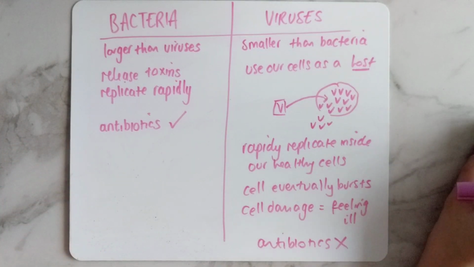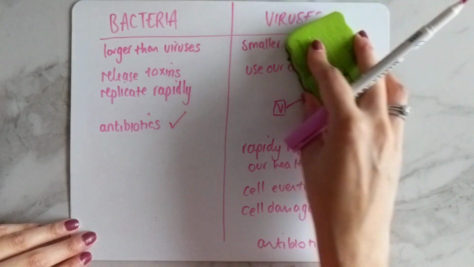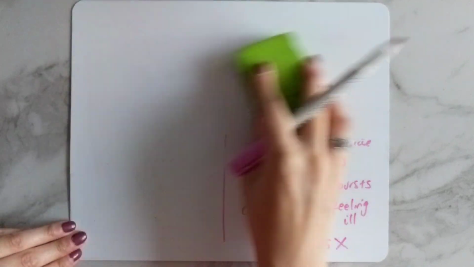So just make sure you know the differences about how they infect the body. It's really, really important. It could be a 4-marker, it could be a 6-mark question. So just be quite familiar with that. So let's actually go on to the examples now then.